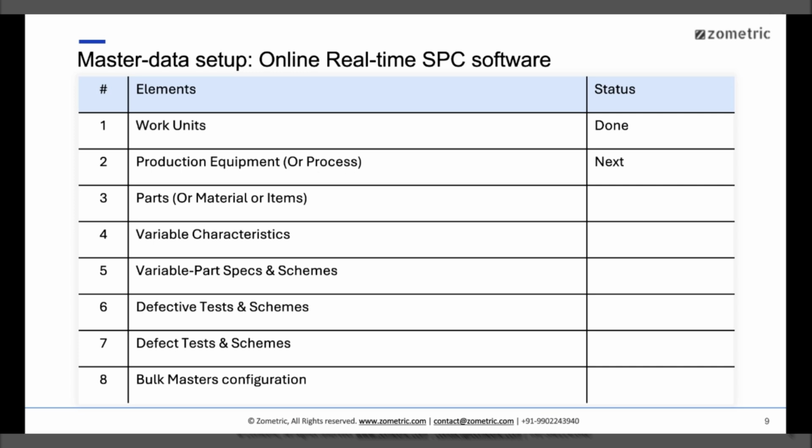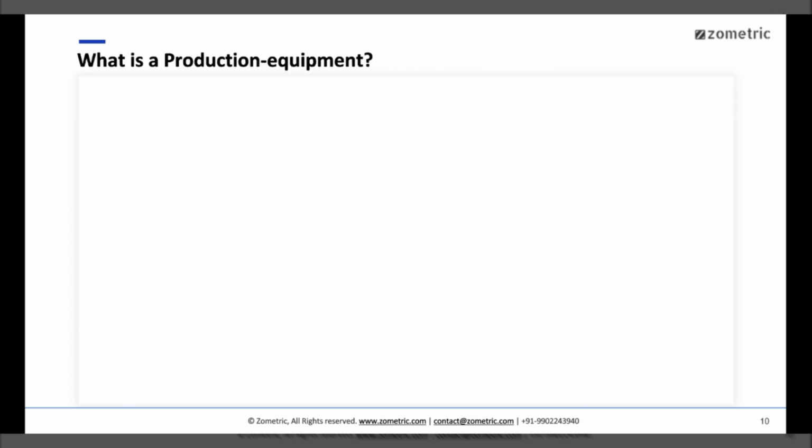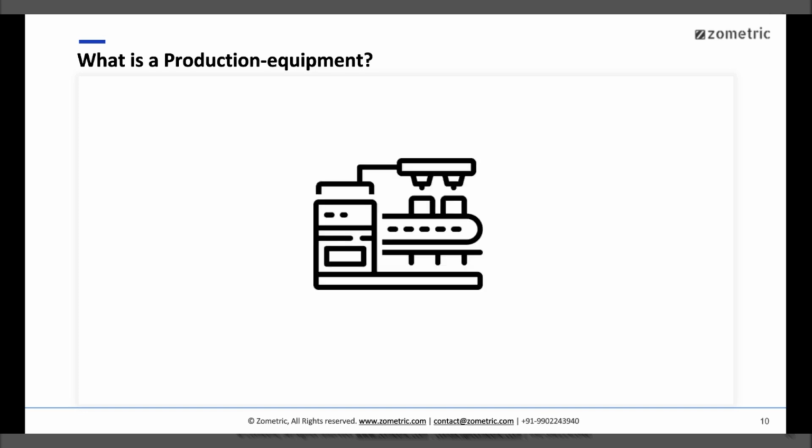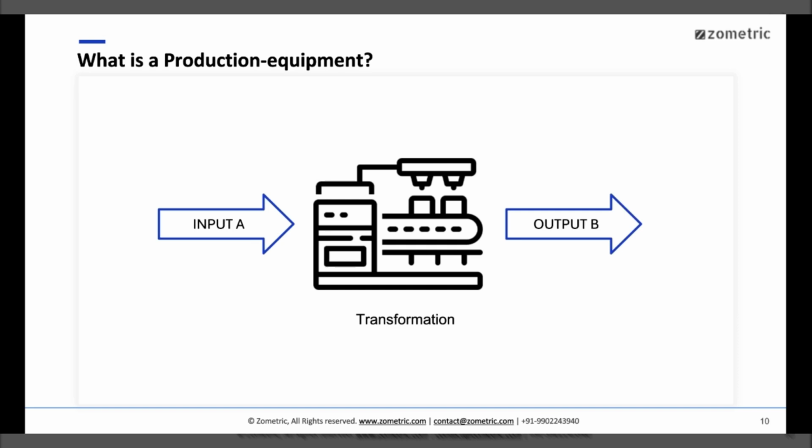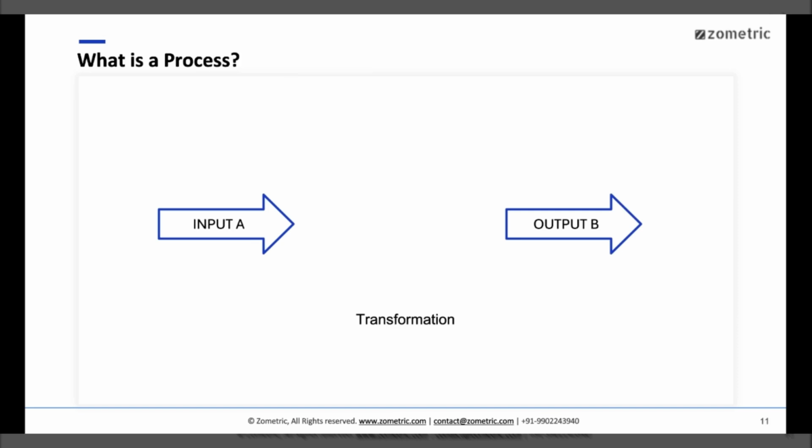Before we proceed further, let's first understand what qualifies as production equipment or a process in Zometric. A production equipment refers to a specific machine setup, workstation, or fixture in a production line that actively transforms input materials into output. However, in some cases, transformation isn't tied to a particular machine or workstation. Instead, the name of the process performing the transformation can be used.